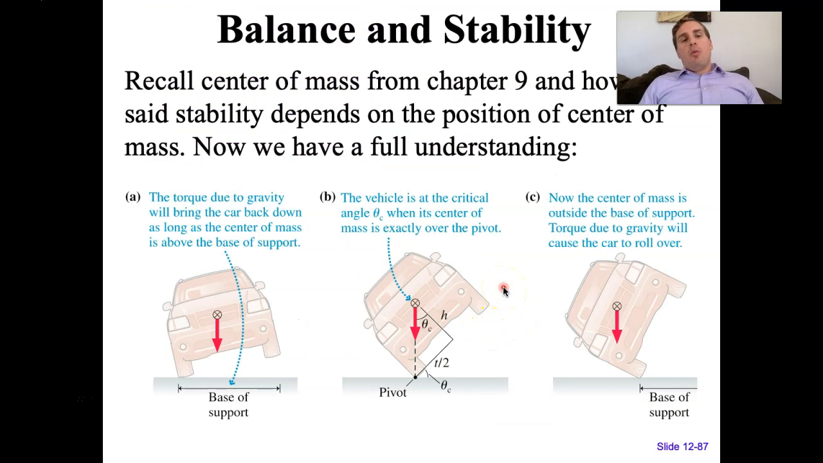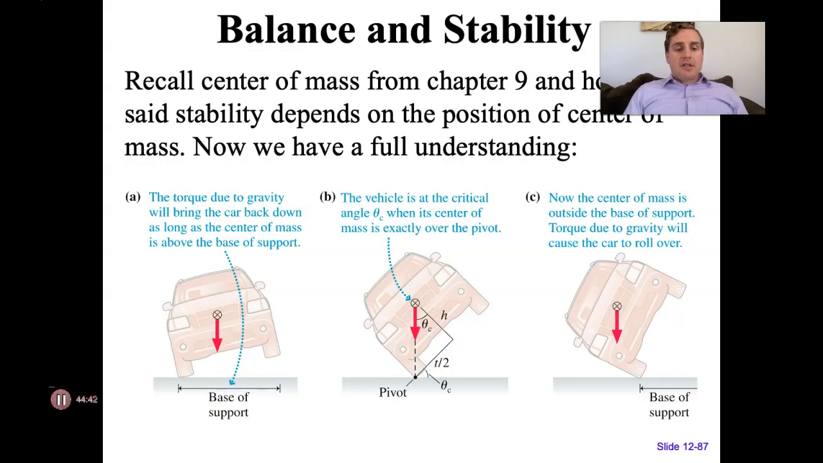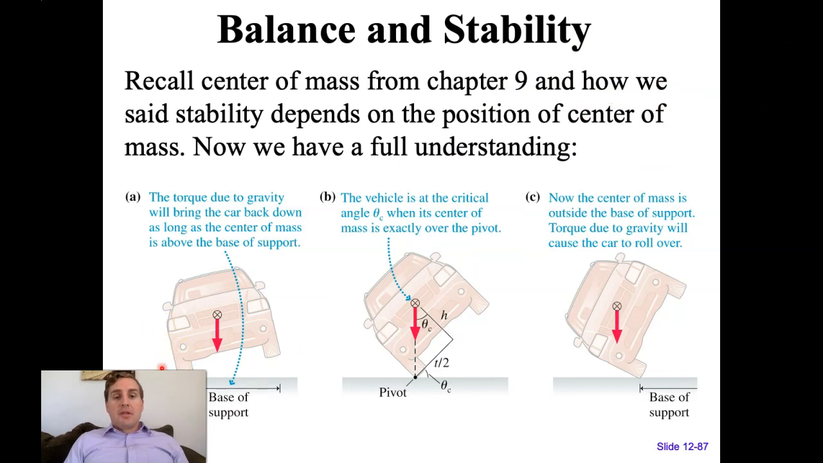The last thing I want to talk about with respect to torque is something that I mentioned back in chapter 9, and namely center of mass and how center of mass relates to stability. Notice that we recall that the center of mass from chapter 9 and how we said stability depends upon the position of the center of mass. And so now we have a full understanding. Remember we said that the center of mass, if the force, that is, let's say in this case the weight, is outside the object's base of support, then it's going to topple over. It's not going to have stability.